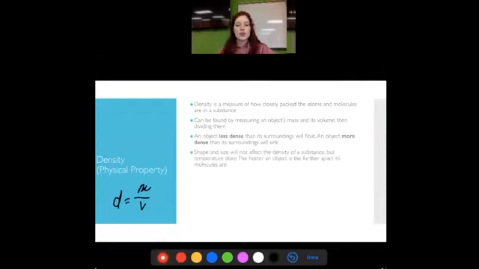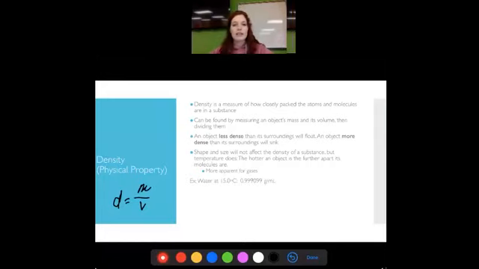Shape and size don't affect the density of a substance because it is a ratio. As you have more of a substance, the mass and the volume both increase at the same time, so the density, the ratio of them, stays the same. However, temperature actually can affect the density of a substance. You can see this more for gases, but it is true for everything. You can take a solid block of iron and heat it up, and it will change its density by a very, very small amount.